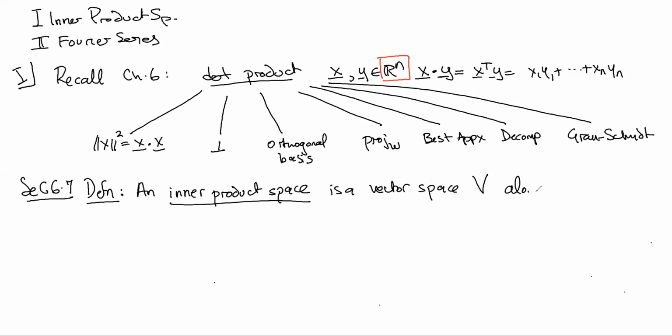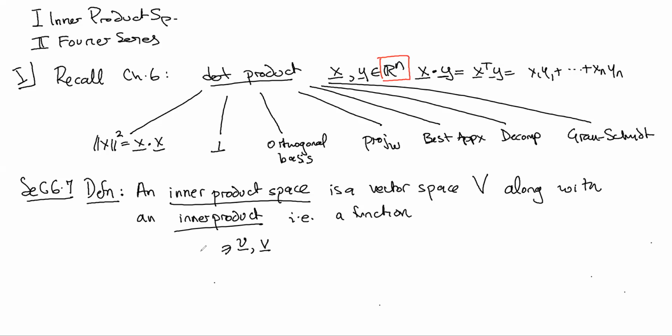So along with an inner product. What's an inner product? An inner product is a function which takes two vectors that live in the vector space and maps them to a real number, denoted ⟨u, v⟩. Okay, so it's a function, the input is two vectors and the output is a real number, just like the dot product, satisfying four properties.